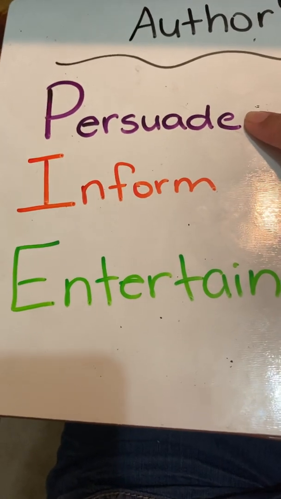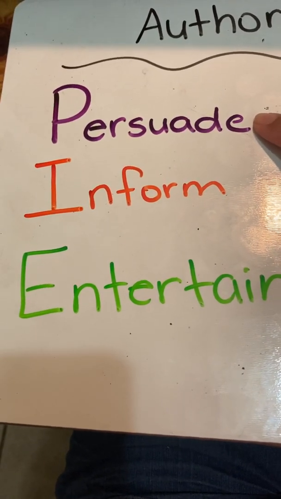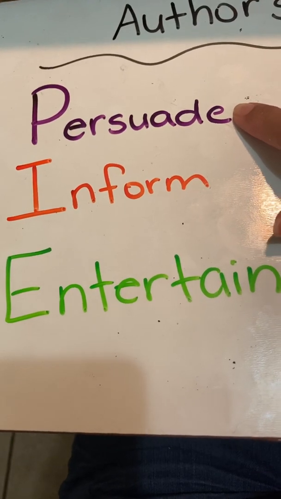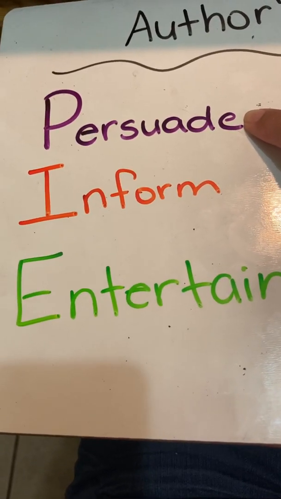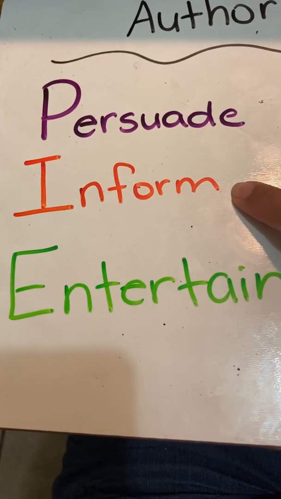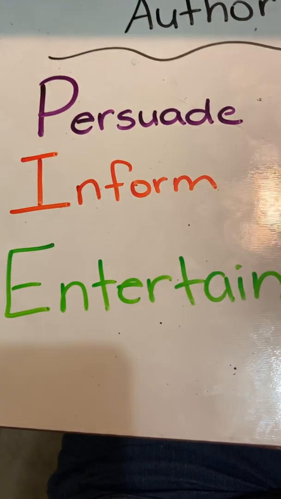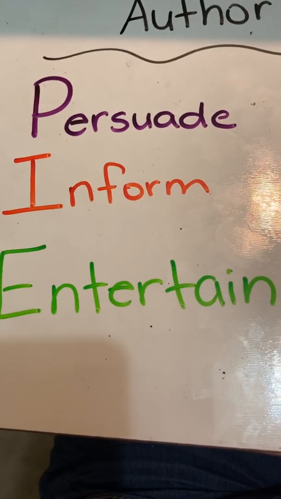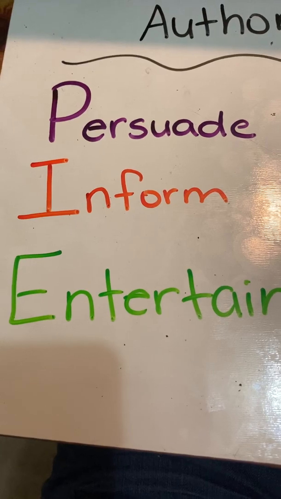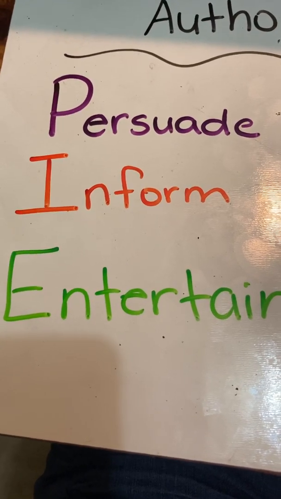They could be trying to convince you that broccoli is the best snack ever. That would be a persuasive story because they're trying to convince you that broccoli is awesome. If the story is to inform, they're giving you information on something. They're teaching you something. Does the story teach me something? Is it teaching me about the ants? If so, then it would be to inform.